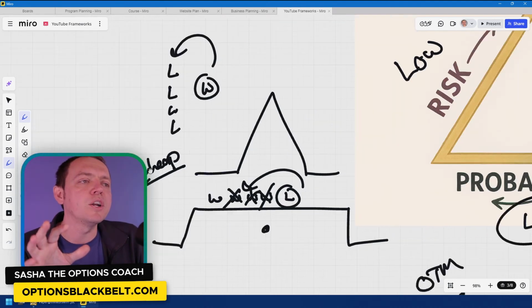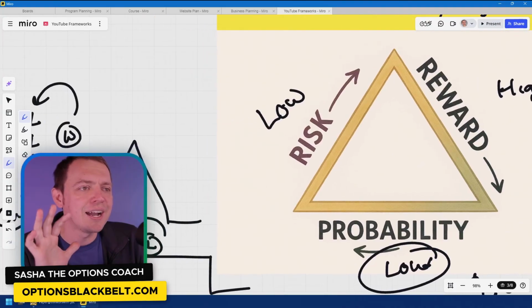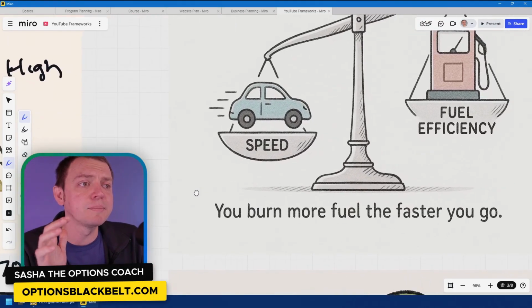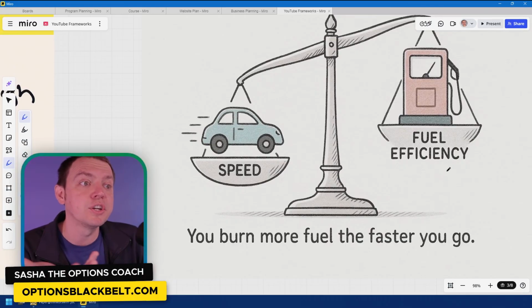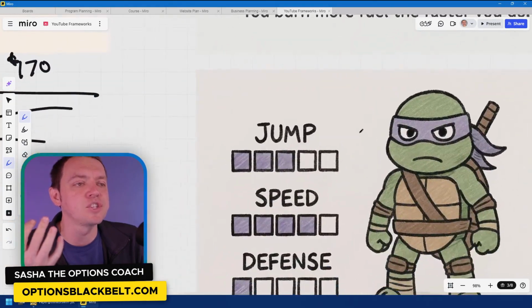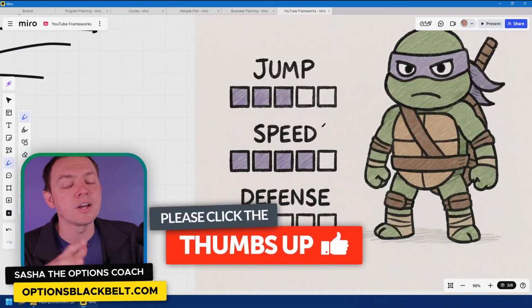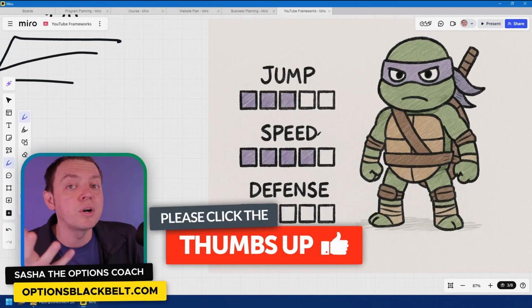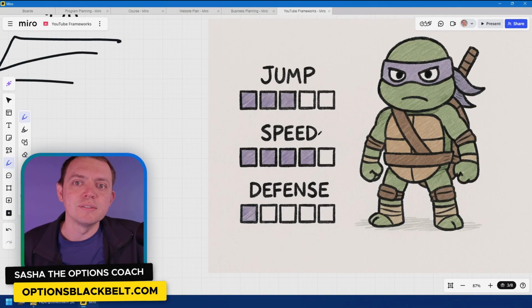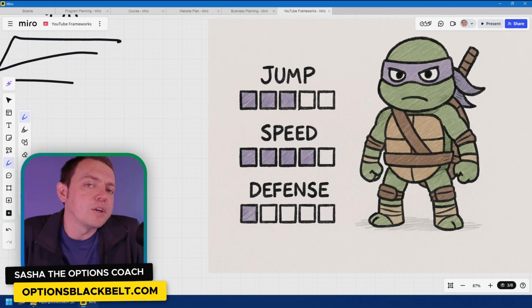So anyways, if you understand this picture, this diagram, the risk, the reward, the probability, and think of the concept of like, look, if you want to drive faster, you're going to burn more fuel. If you're okay to drive slower, you'll have more fuel efficiency. It's a give and take relationship. Or in terms of like the character concept, you have a certain number of tokens or abilities that you can get, and you get to choose which one do you want more of, and then you can build out your character.